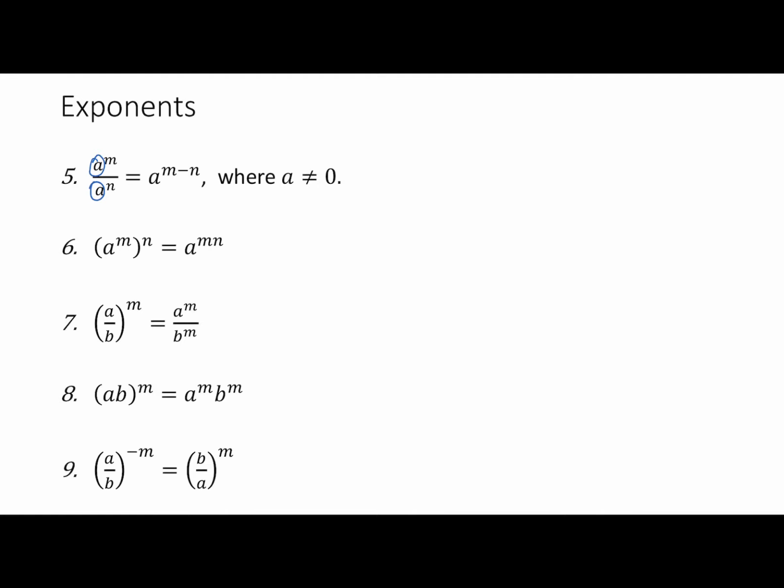If I've got a fraction here raised to a power, I can bring the power into the numerator and denominator. That's number 7. Same idea with number 8. If I've got a product of two rational numbers raised to a power, I can rewrite that as each of the rational numbers raised to that power in the product. And this last one, if I take a over b to the negative m, I can take the reciprocal, b over a to the positive m.